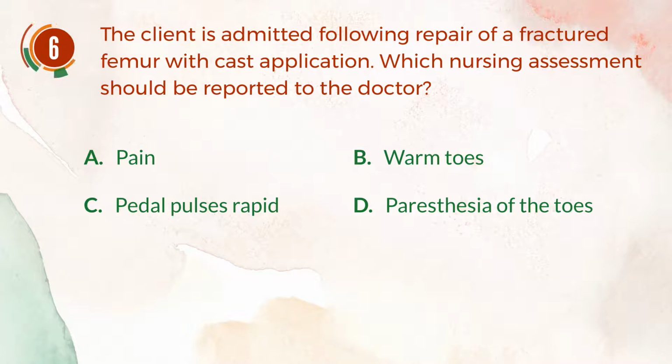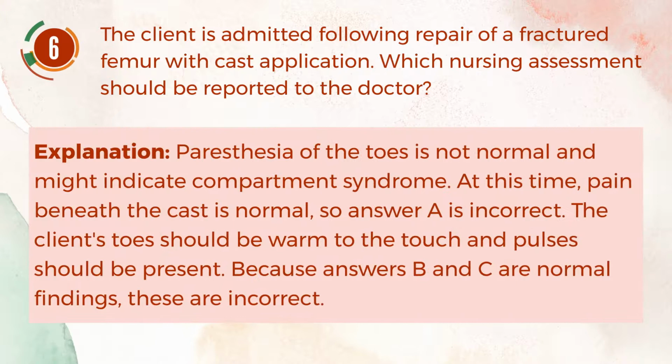The correct answer is D. Paresthesia of the toes. Explanation. Paresthesia of the toes is not normal and might indicate compartment syndrome. At this time, pain beneath the cast is normal, so answer A is incorrect. The client's toes should be warm to the touch and pulses should be present. Because answers B and C are normal findings, these are incorrect.